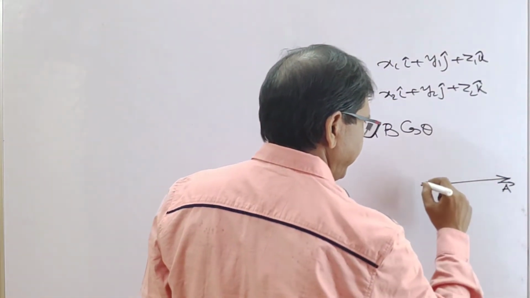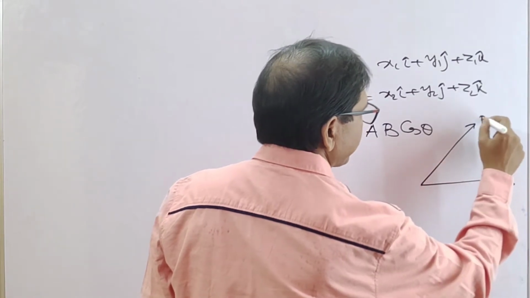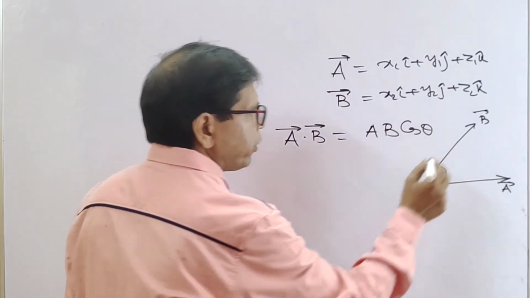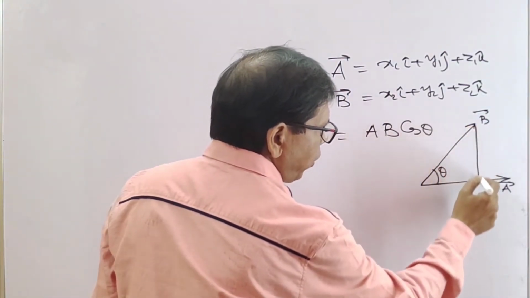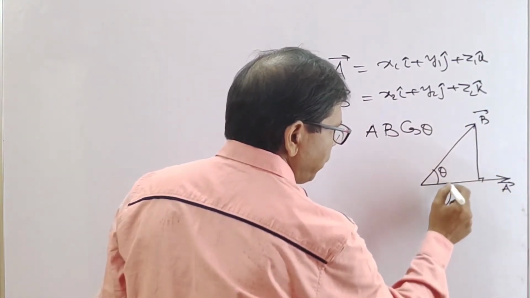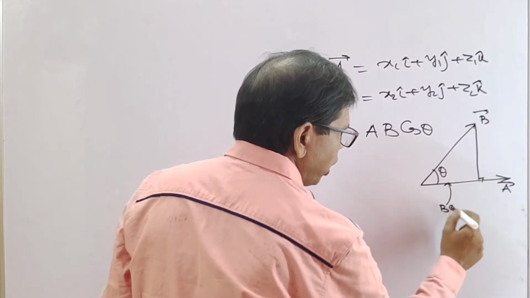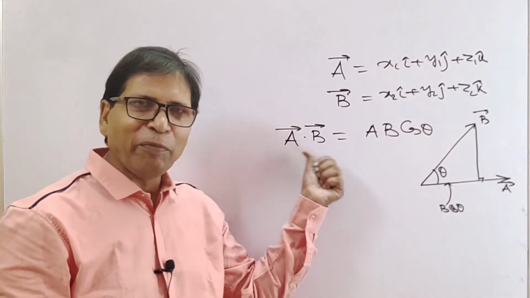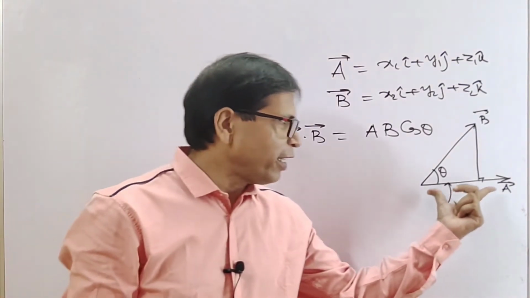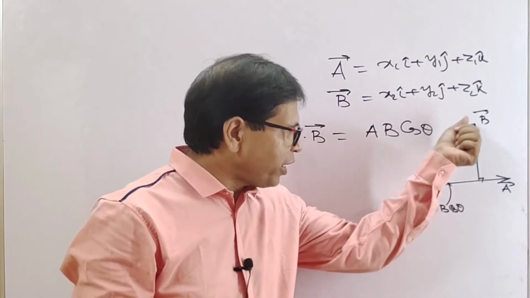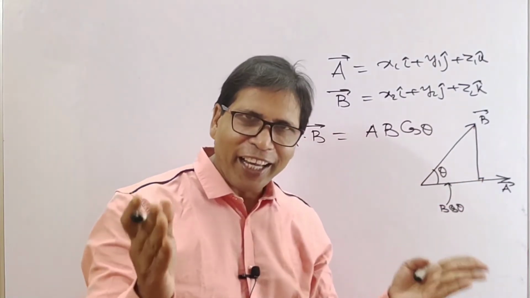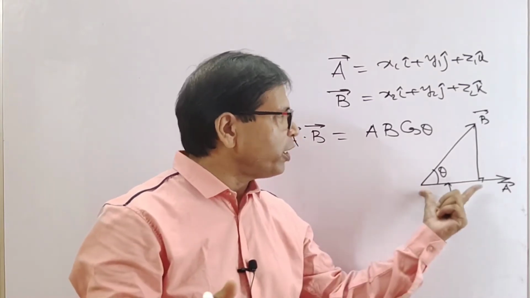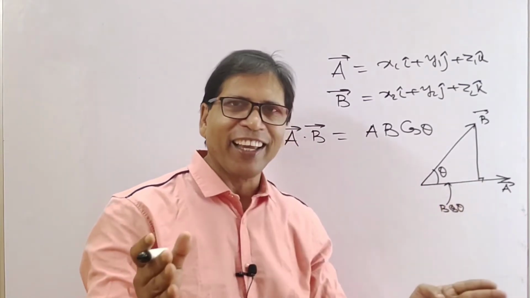Look at this, this is vector a and this is vector b, and this is the angle theta. Now if a perpendicular is drawn, this represents b cos theta. So the dot product of a and b is the magnitude of a times the projection of b on a. Understood? Magnitude of a into the projection of b on a.